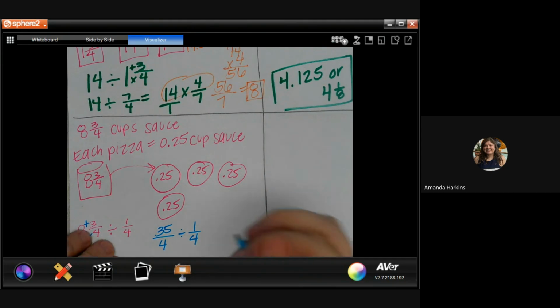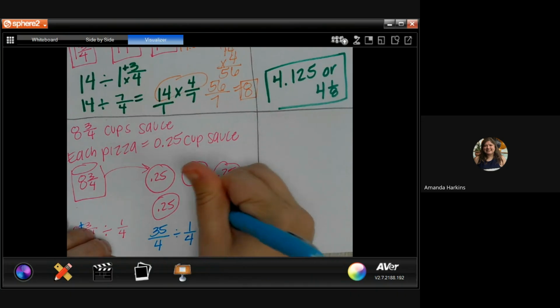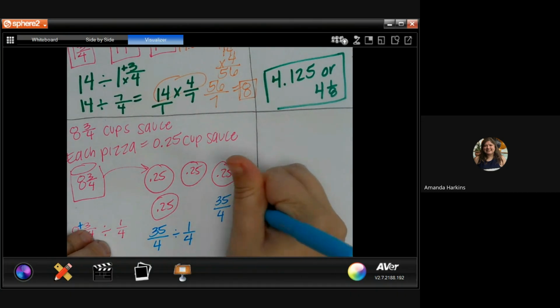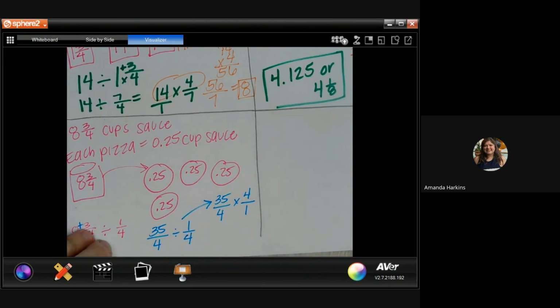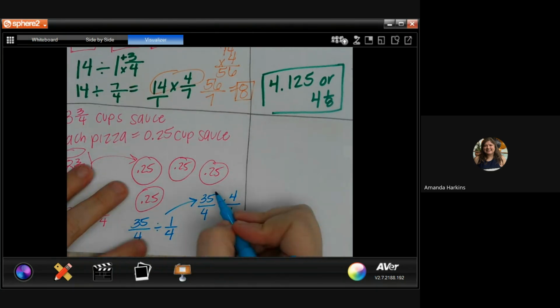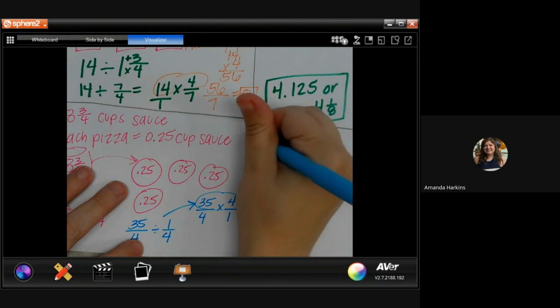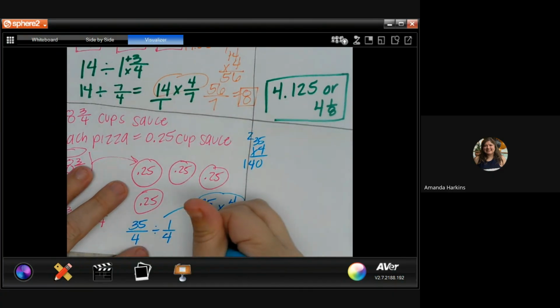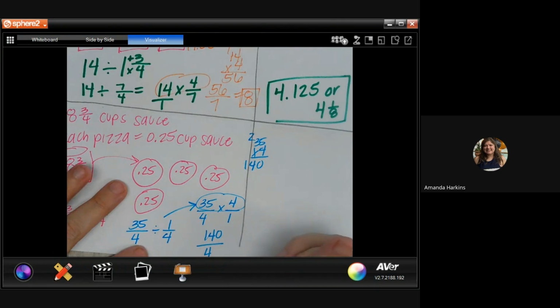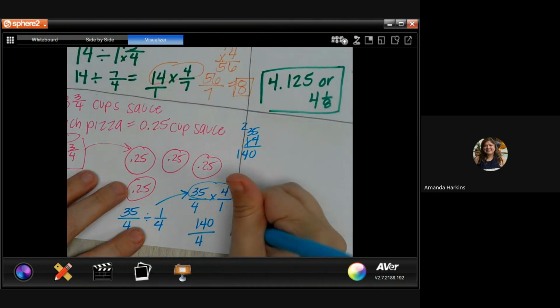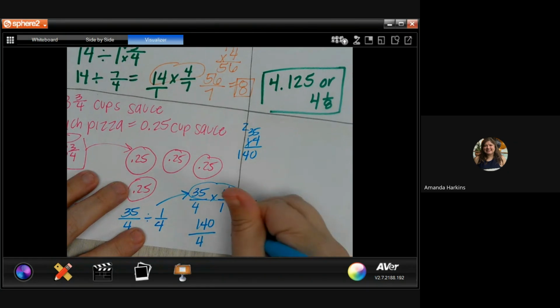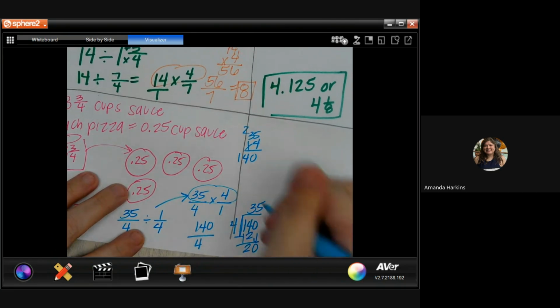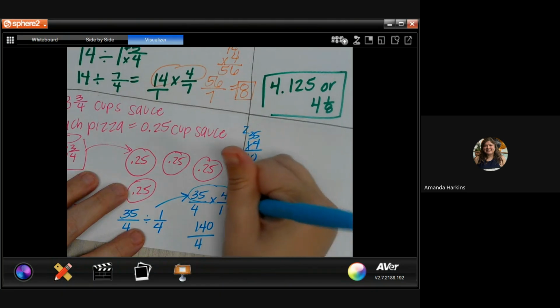Okay, so let's go ahead and check. So we have 35 over 4 times 4 over 1, because remember, dividing is the same thing as multiplying by the reciprocal. So 35 times 4 is 140. So we have 140 over 4. So 4 can go into 14 3 times. Subtract, that's 2. Bring down my 0. 4 can go into 20 5 times. So we made 35 pizzas.